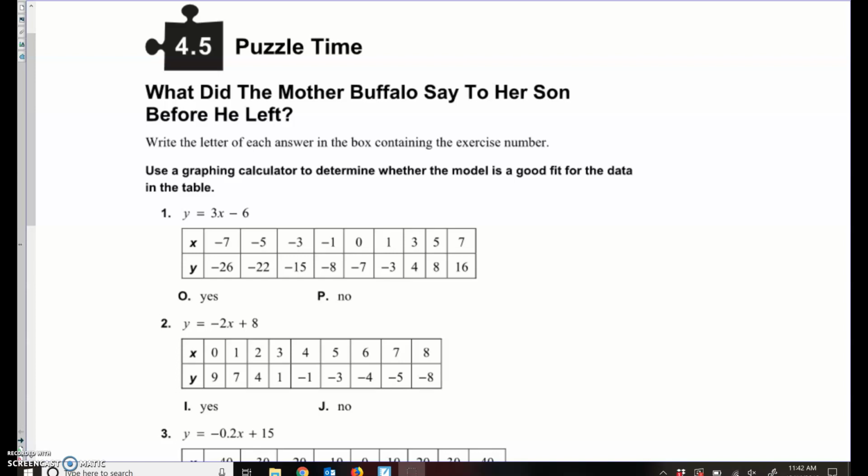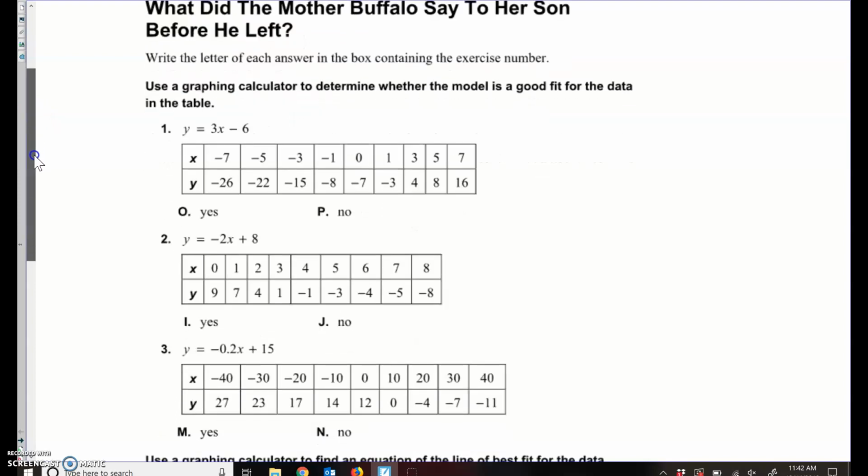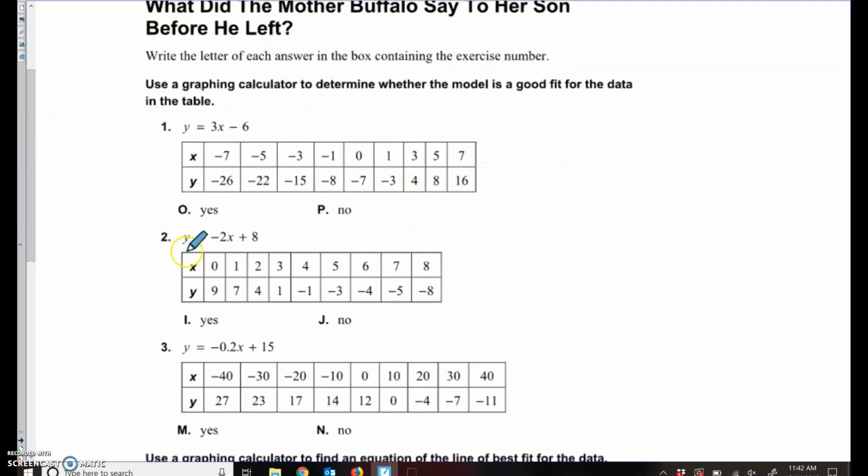Since this is day 2 of the 4.5 lesson, just like any other day 2, we're going to start with the puzzle time. I'll do a couple of the problems with you, and then you're going to finish the rest by yourself. If this was a real snow day at home, you could either print off the puzzle time or just write down the answers on a loose leaf sheet of paper. So we'll look at question 2 here.